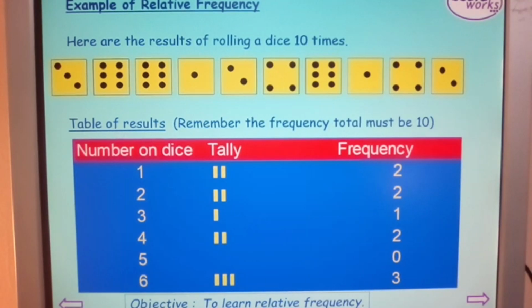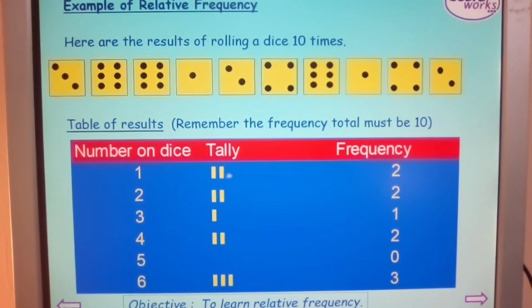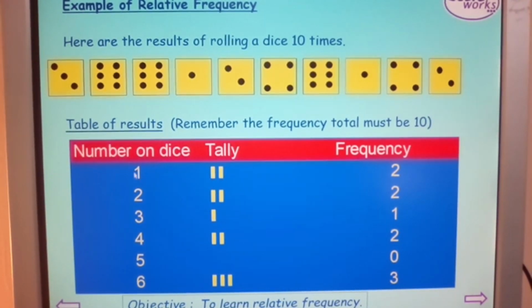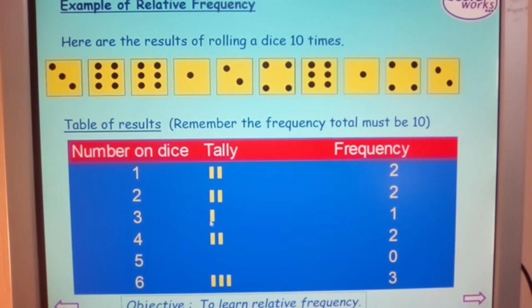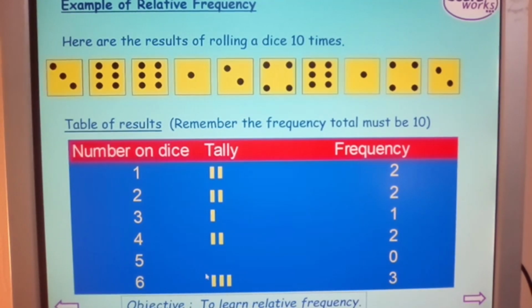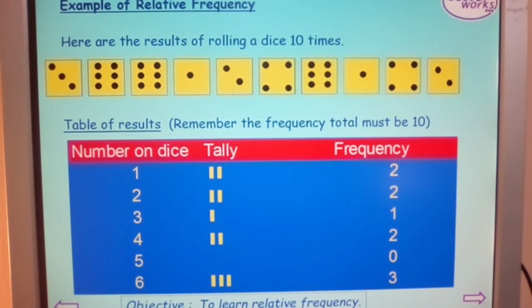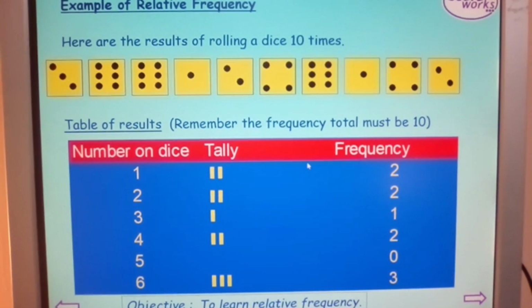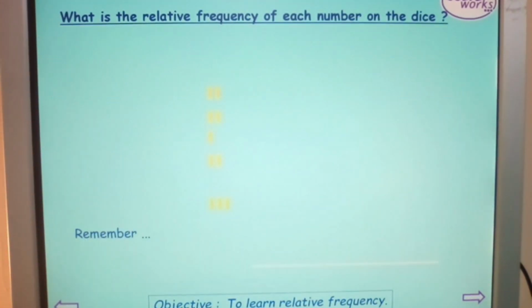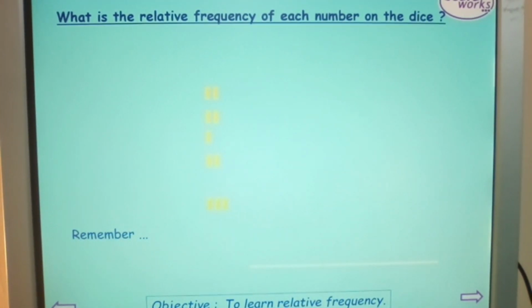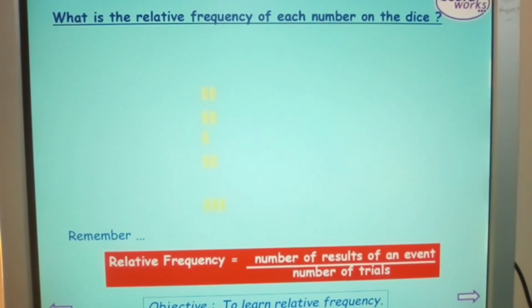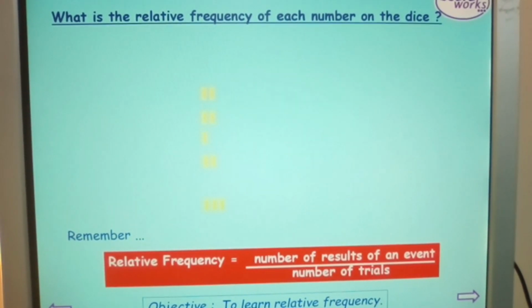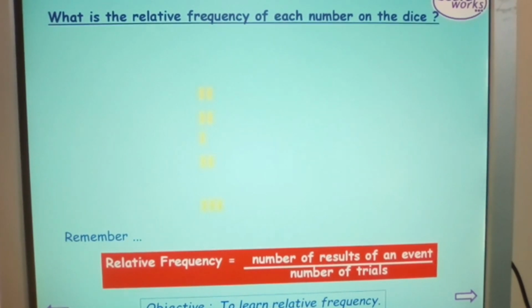So, table of results. Number on dice 1, you can see that fell twice. Number on dice 2, that fell twice. Number on dice 3, that fell once, etc. 4 fell twice, and 6 fell 3 times. 1, 2, 3, okay? So what is the relative frequency of each number on the dice?